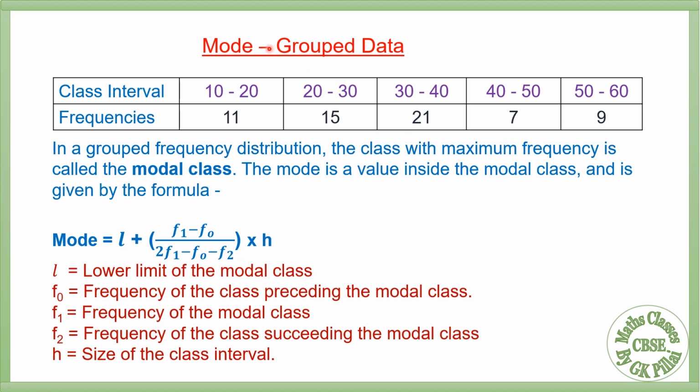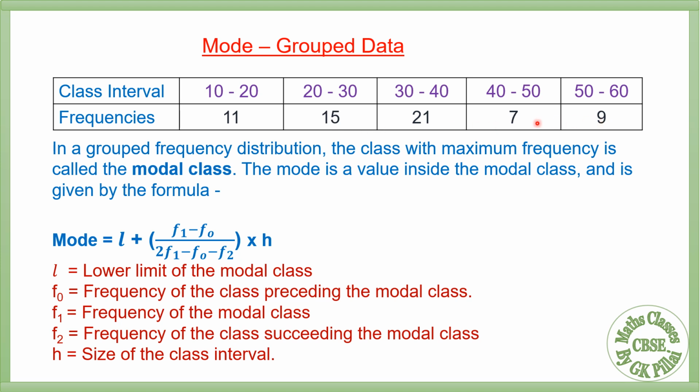Now mode. How to find the mode from the grouped data. You will be given the class intervals and the frequency. Now I have mentioned here in the grouped frequency distribution, the class with the maximum frequency is called the modal class. And the mode is a value inside the modal class and is given by this formula.